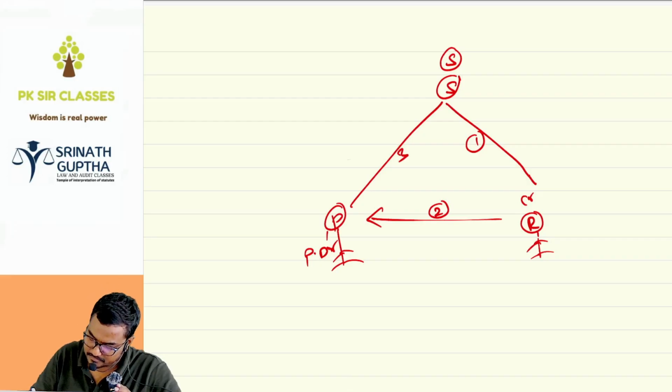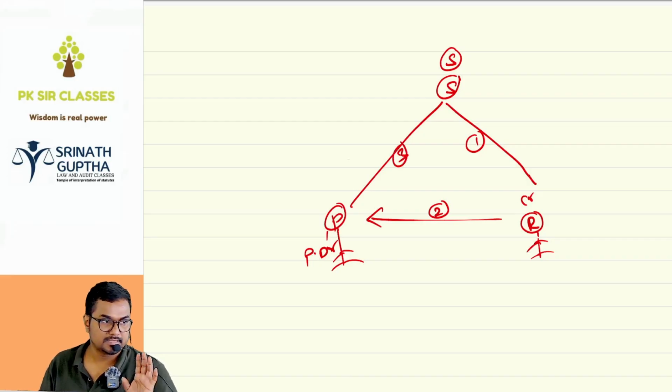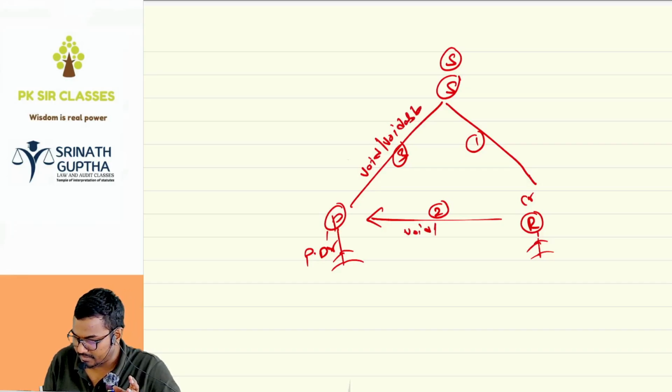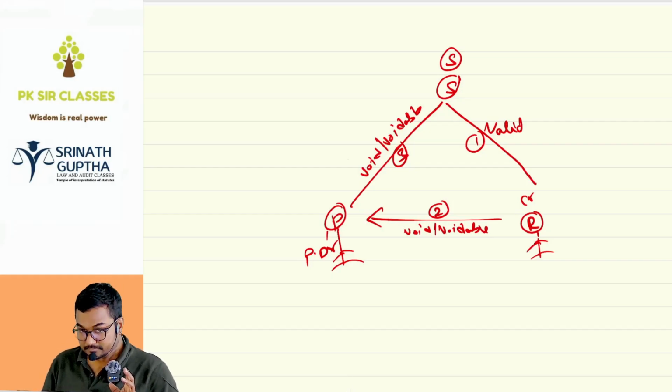The third one is between the surety and the principal debtor. These three are independent contracts. It may be void, it may be voidable, but it will be a valid contract. Yes or no, sir?